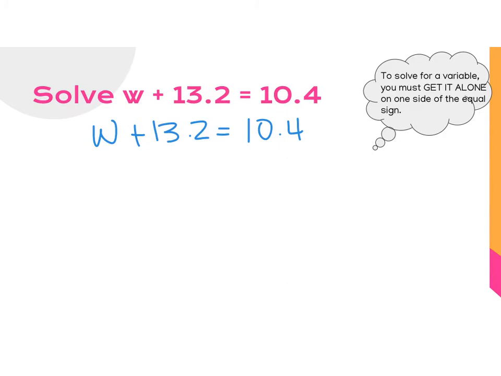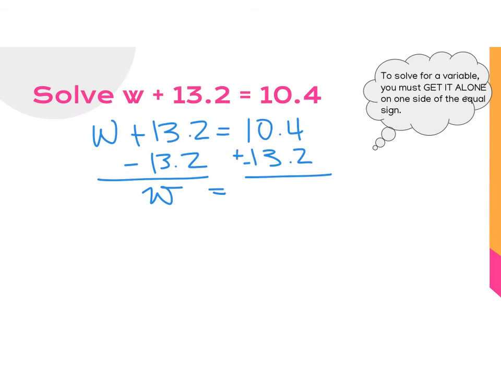Here we have w plus 13 and 2 tenths is equal to 10 and 4 tenths. In order to solve for w, we need to get it alone, so we're going to undo what was done to it by subtracting 13 and 2 tenths from both sides of the equation. On the left, we're left just with w. Bring down the equal sign, and here we have 10 and 4 tenths minus 13 and 2 tenths, so again I can add the opposite.